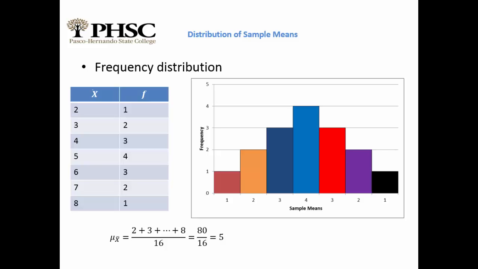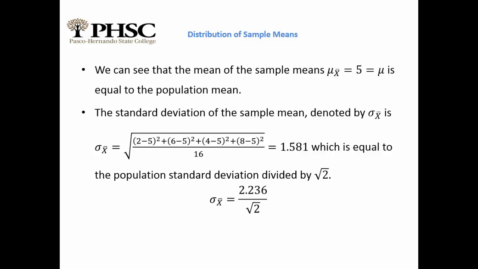So here's the frequency distribution. The mean is 5. And then here we can see the sampling distribution of sample means. Looking at this histogram, we can see that it is, in fact, normally distributed. So we can see that the mean of the sample means is, in fact, 5, which is equal to the population mean. The standard deviation of the sample mean, denoted by sigma x bar, is actually 1.581, which is equal to the population standard deviation divided by the square root of 2.